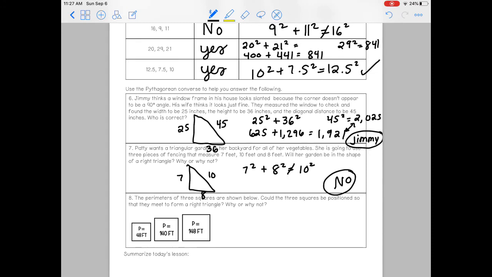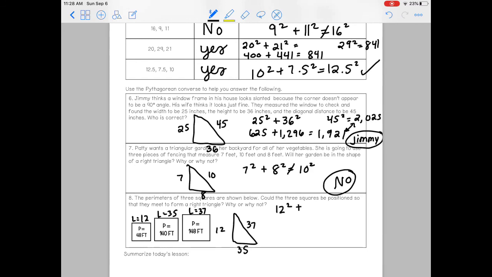And number 8, the perimeters of 3 squares are shown below. Could the 3 squares be positioned so that they meet to form a right triangle? So we need to find the side length of each one. Well, perimeter is like adding all the sides. So there's 4 sides in each square. You divide each perimeter by 4. The side length equals 12 for this one. Length would equal, well, if you divide 140 by 4, you would get 35. And if you divided 148 by 4, you would get 37. So these are our side lengths. We can make it into a triangle by saying 12, 35, and 37.